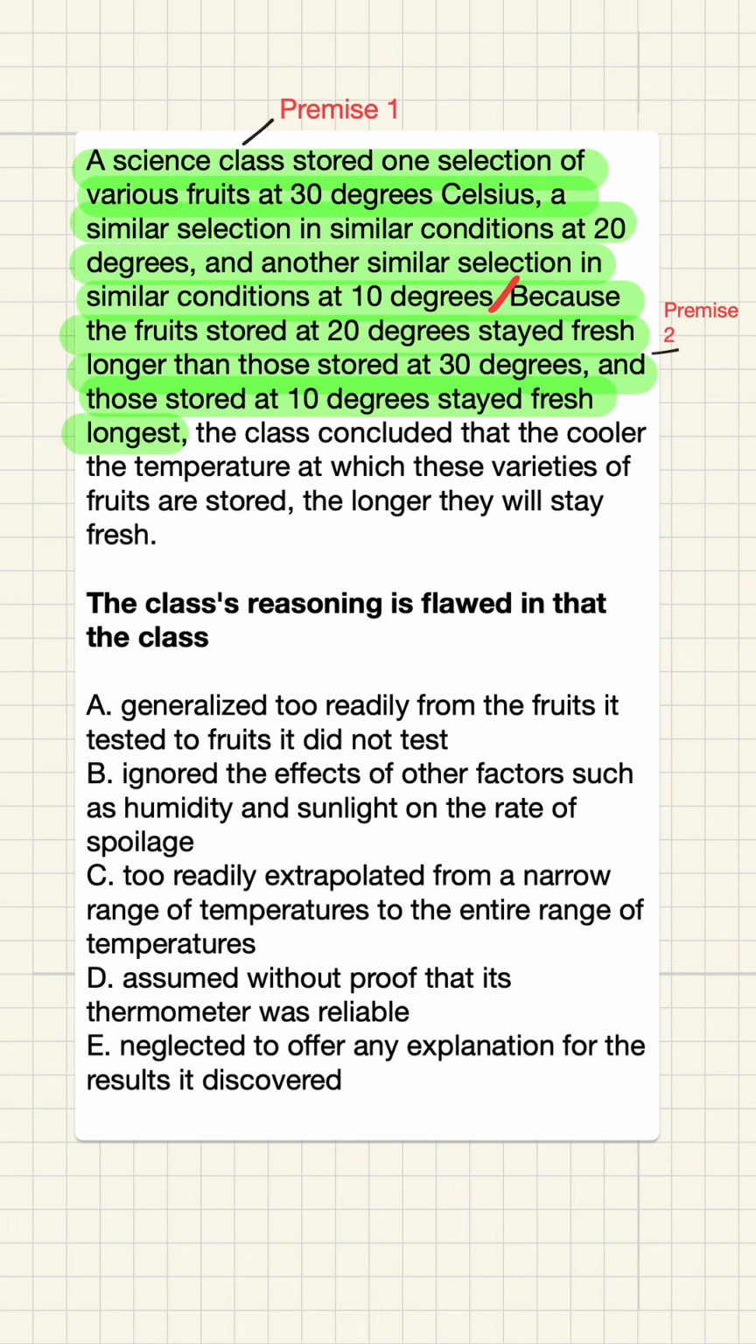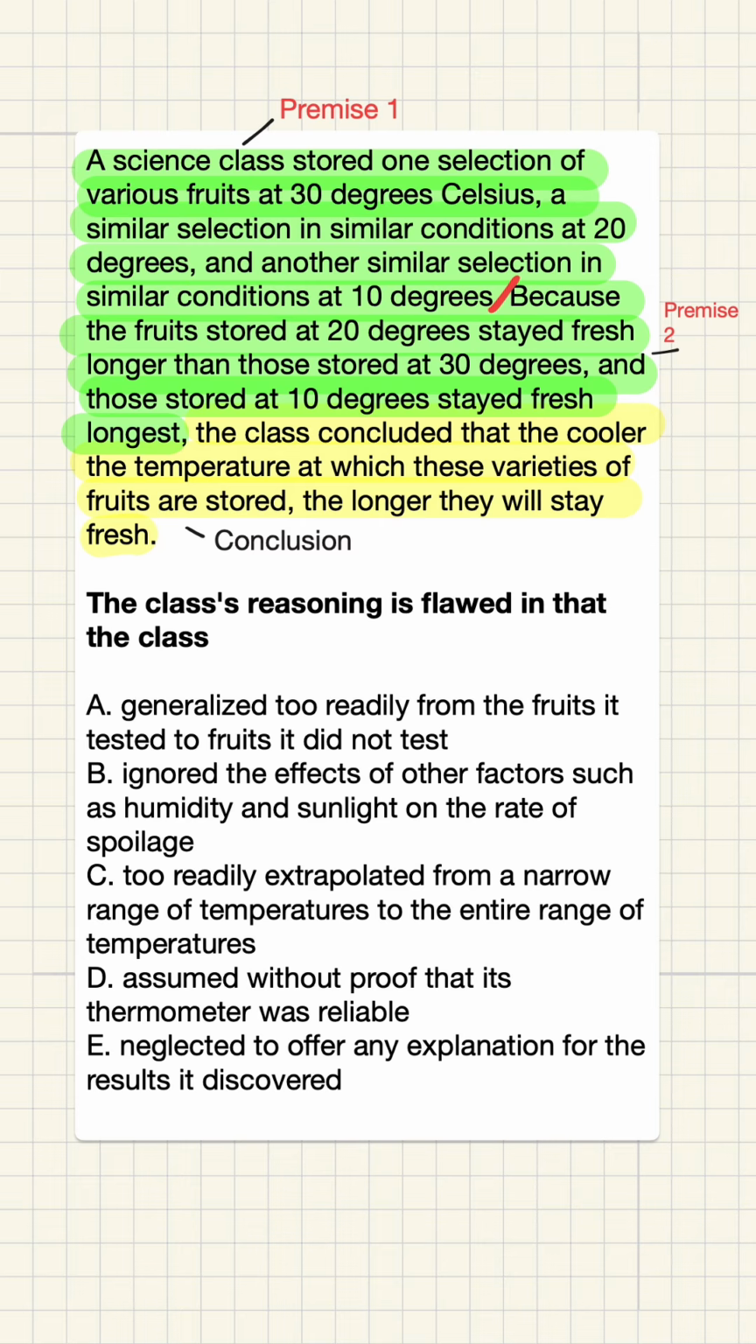We're told that a science class stored similar selections of fruit at 3 temperatures: 30 degrees, 20 degrees, and 10 degrees. They observed that fruit stored at 20 degrees stayed fresh longer than fruit stored at 30 degrees, and fruit stored at 10 degrees stayed fresh the longest. From that evidence, the class concludes that the cooler the temperature at which these fruits are stored, the longer they will stay fresh. Notice what the evidence actually shows.